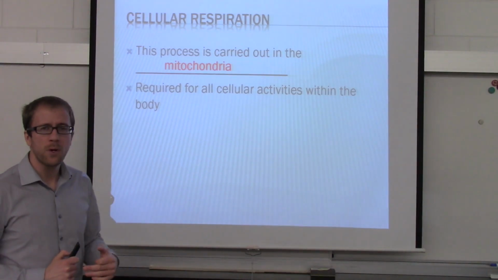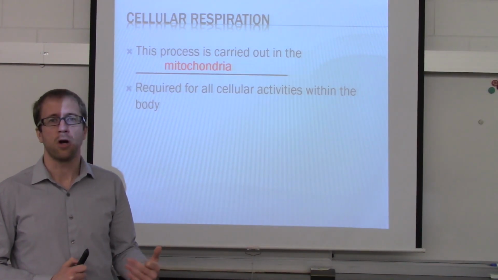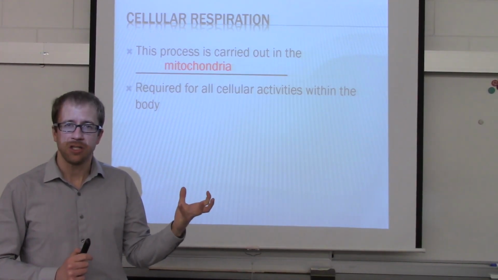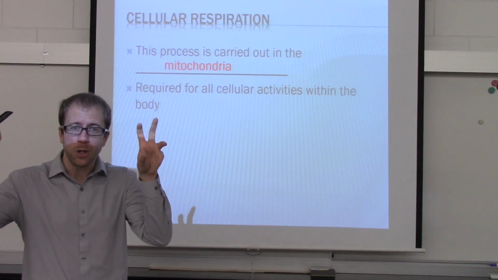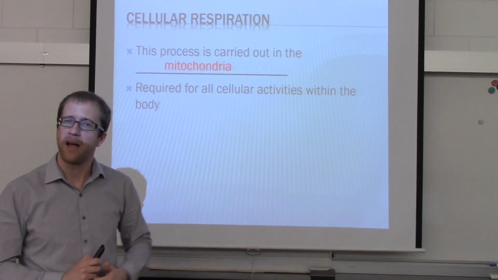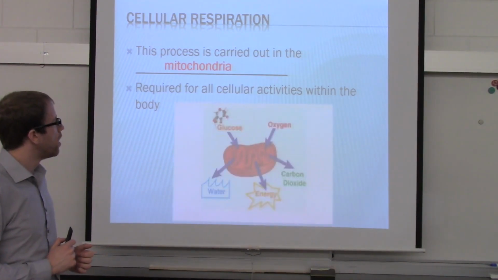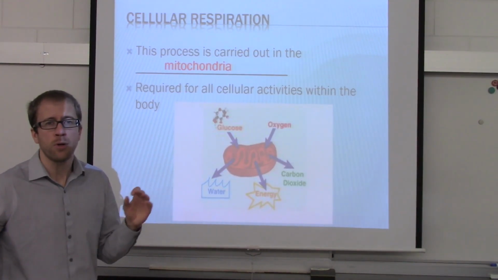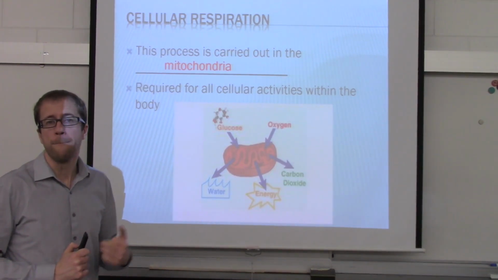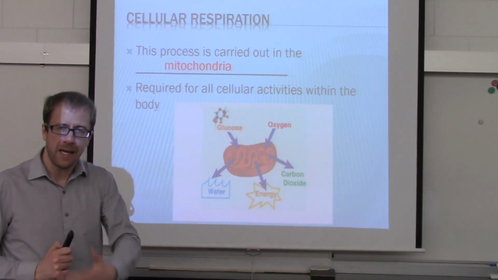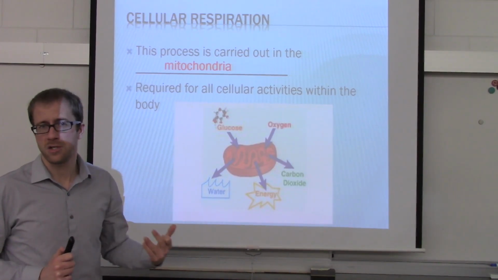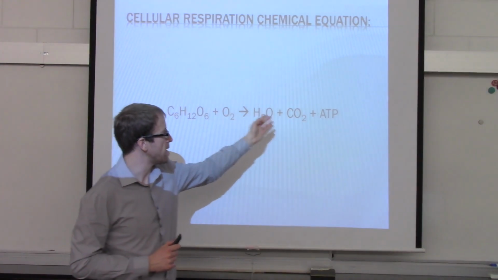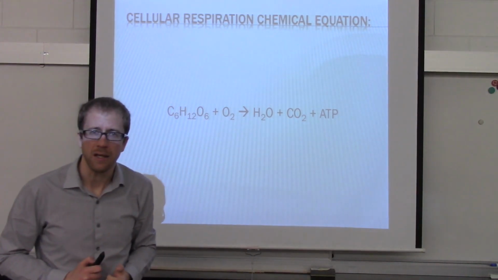Now, this process obviously is carried out in the mitochondria. We're doing a little bit of review. This is where that oxygen is utilized to burn your glucose to produce all of that energy. And what then are going to be the byproducts? What are the things you produce when you burn sugar to make energy? Well, you guys know this already. We are going to make water, carbon dioxide, and ATP.